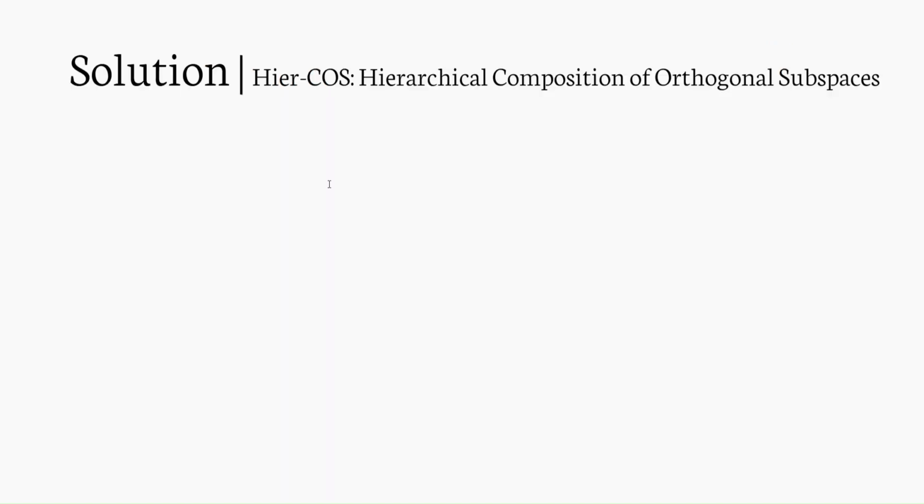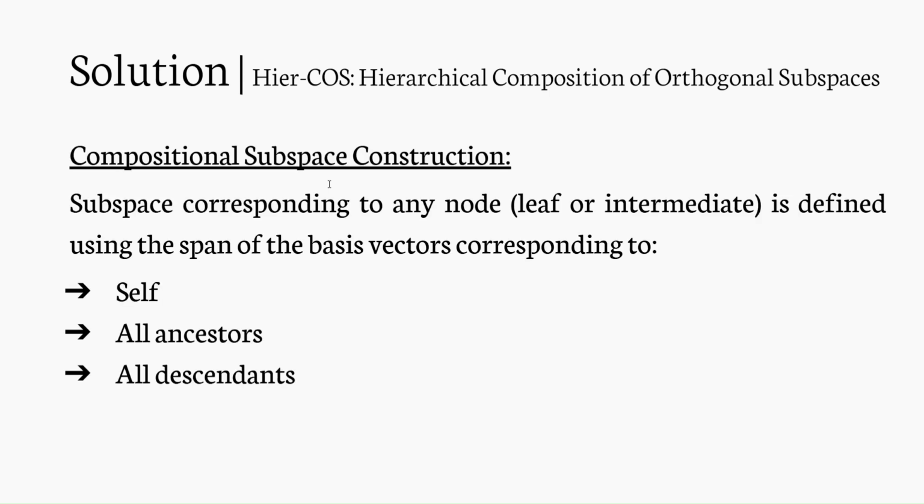This formulation allows us to define a subspace for all the nodes in the tree by the generic definition that the subspace is spanned by the basis vectors for itself, all of its ancestors, and all of its descendants. This formulation allows us to learn a unified model to do hierarchy-aware fine-grained as well as hierarchical multi-level classification. Additionally, it theoretically guarantees that the multi-level predictions will always be hierarchically consistent.